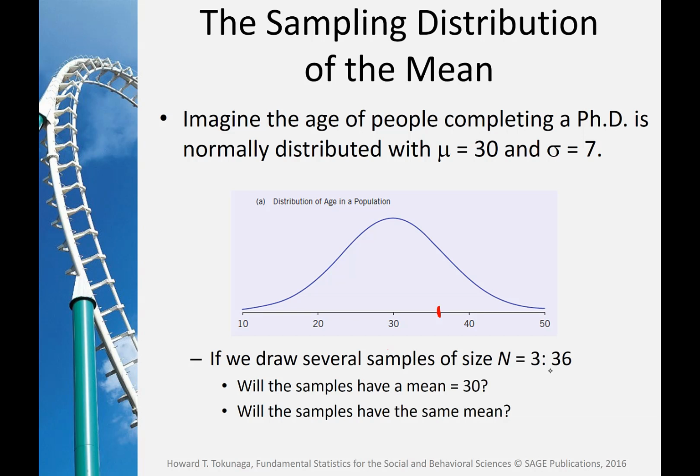So of this university with all these PhDs, if I were to tell you, according to the book, that the average age at which a person completes a PhD is 30 years old.